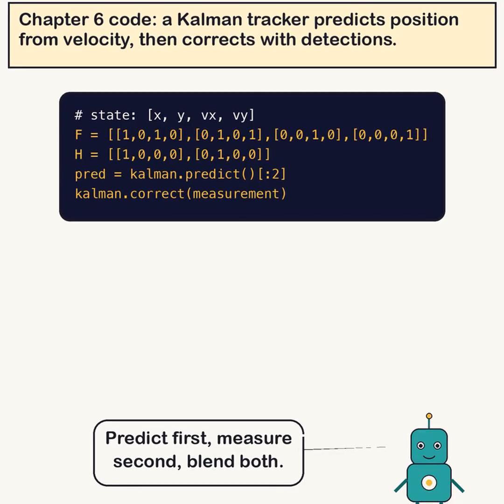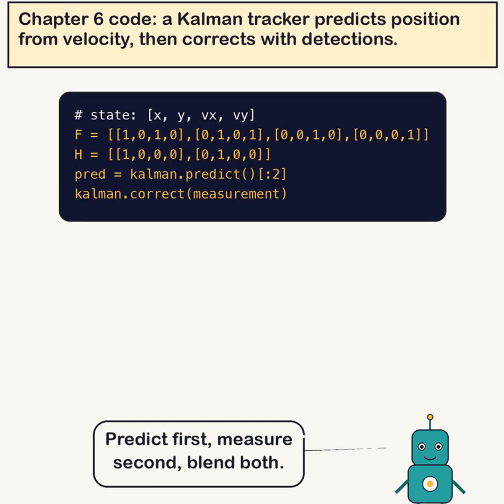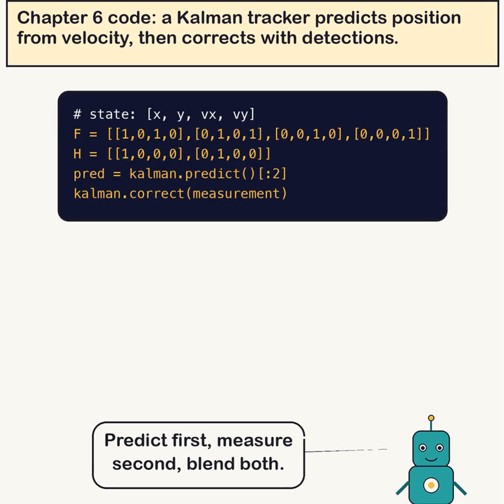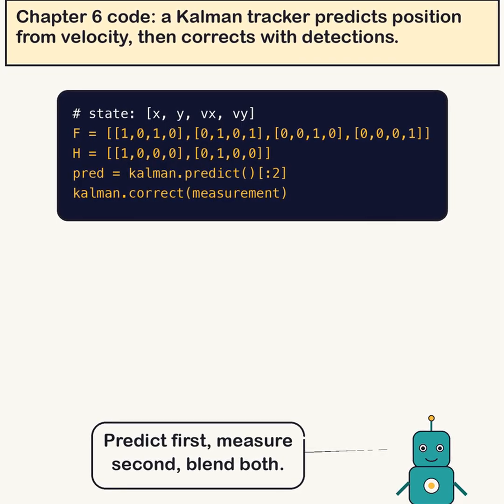Real-world analogy. A Kalman tracker is like a navigator who predicts the next position from speed, then corrects course when a new sighting arrives. Predict first, measure second, blend both.